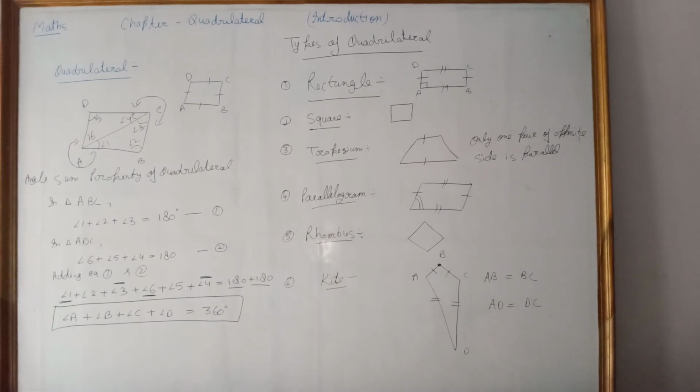So these are the types of quadrilateral: number one, rectangle; second, square; trapezium, parallelogram, rhombus and kite. So students, you have to write down the definition of quadrilateral, then the angle sum property, and then the types of quadrilateral with diagram and definition of each one in your fair notebook.